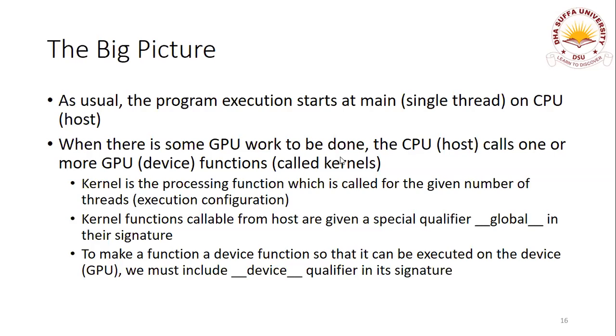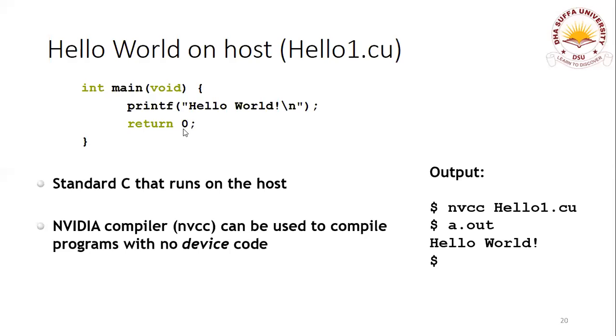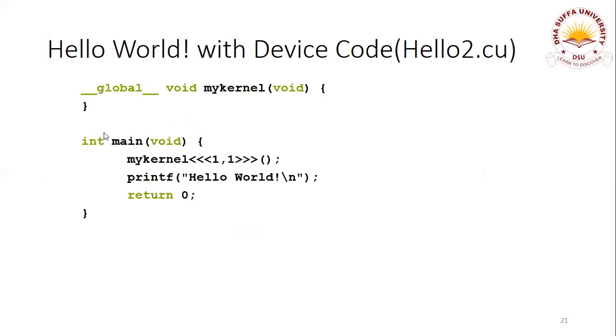So the big picture tells us that the control will start from here, integer main, and then it is going to come to my kernel, and here the GPU comes into action. This function is going to be executed, and in the meantime the CPU will keep on executing till it finishes, right?